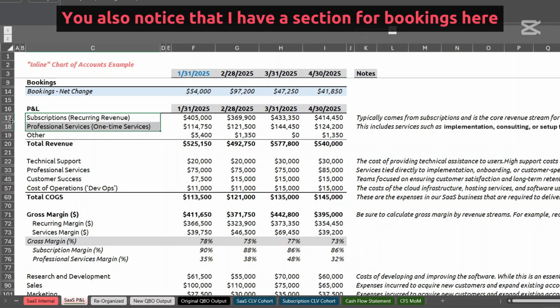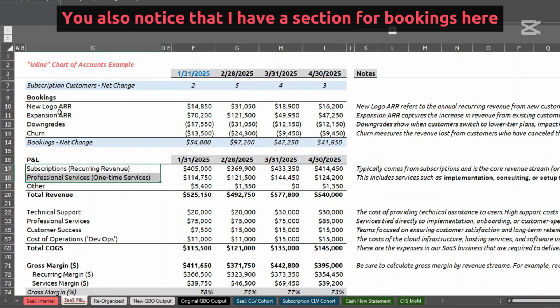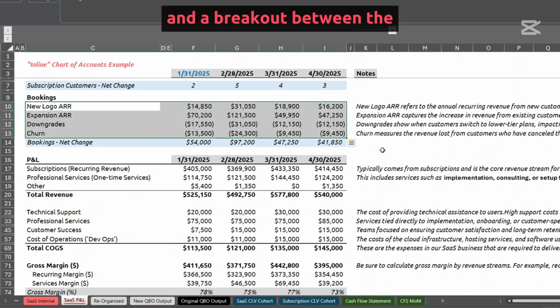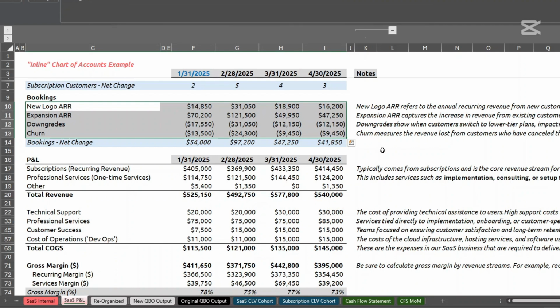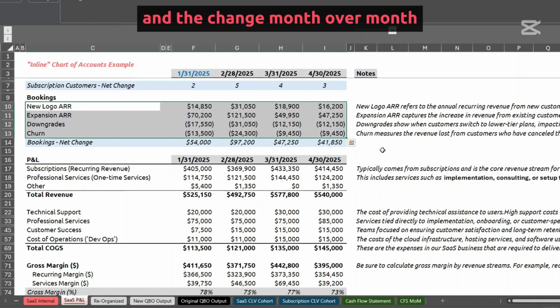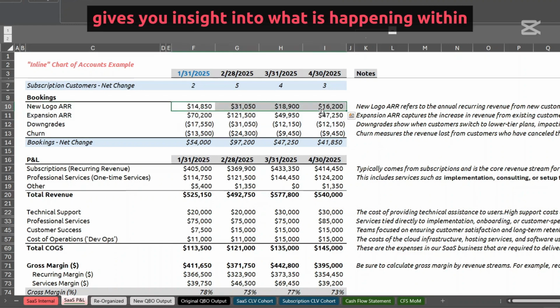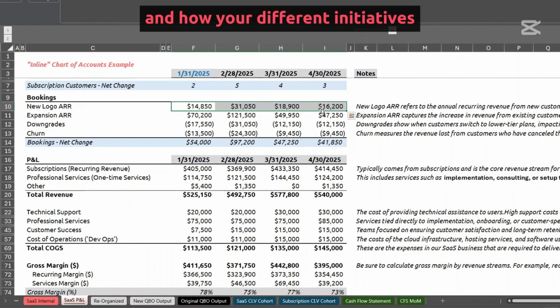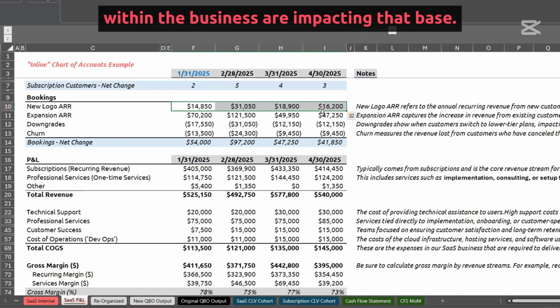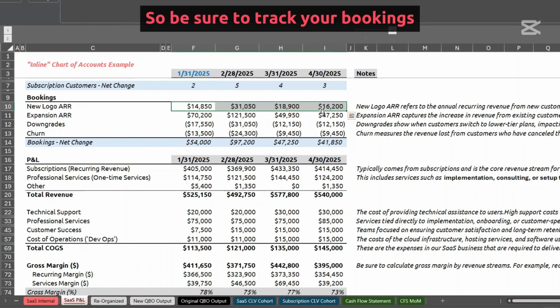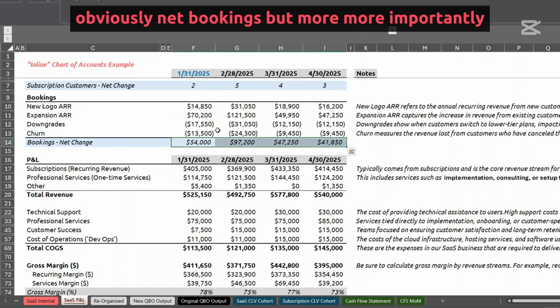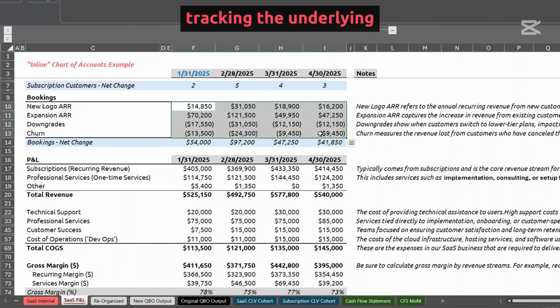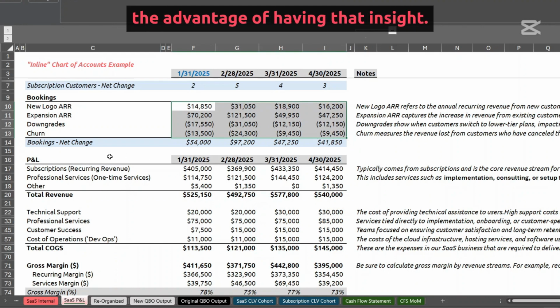You'll also notice that I have a section for bookings here and a breakout between the four booking categories that you would ideally want to track. Every single one of these categories and the change month over month gives you insight into what is happening within the composition of your customer base and how your different initiatives within the business are impacting that base. So be sure to track your bookings, obviously net bookings, but more importantly, the underlying categories within bookings, so you can really capture the advantage of having that insight.